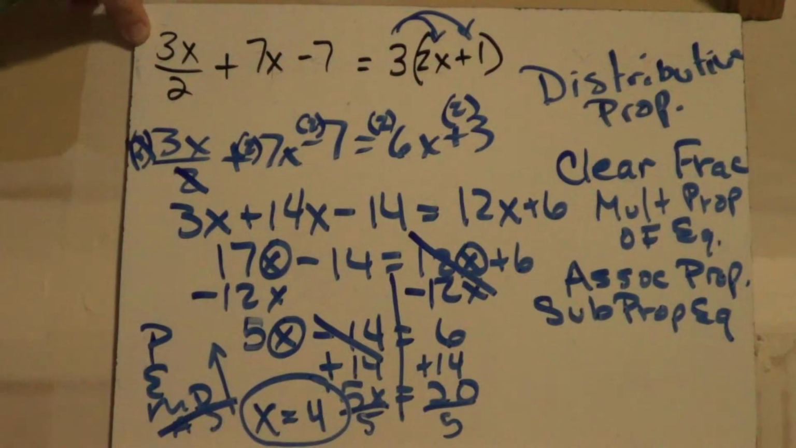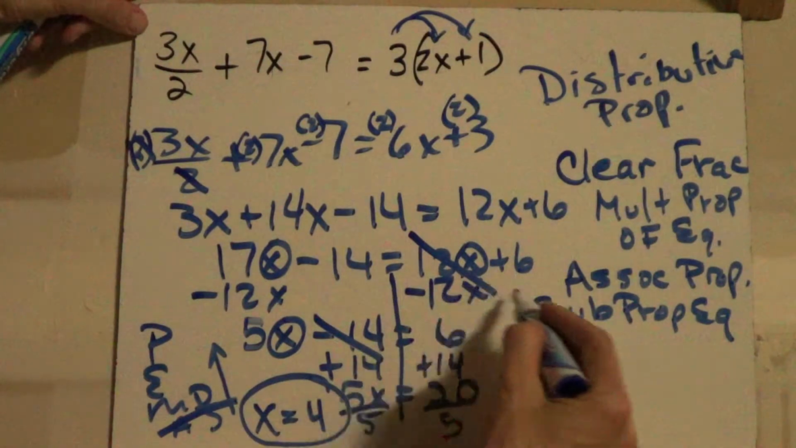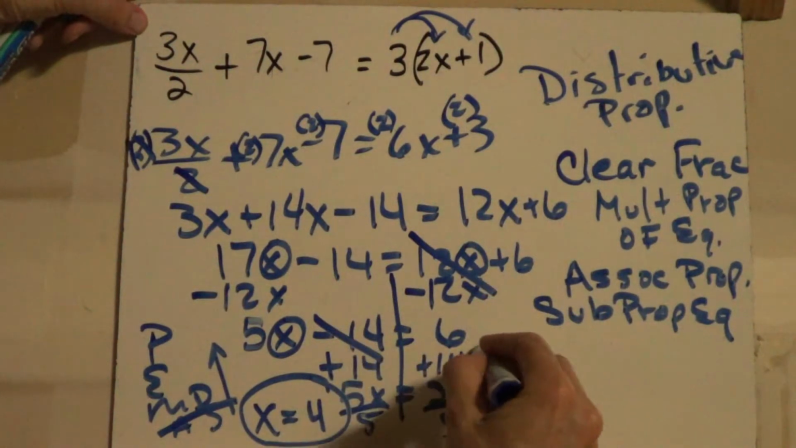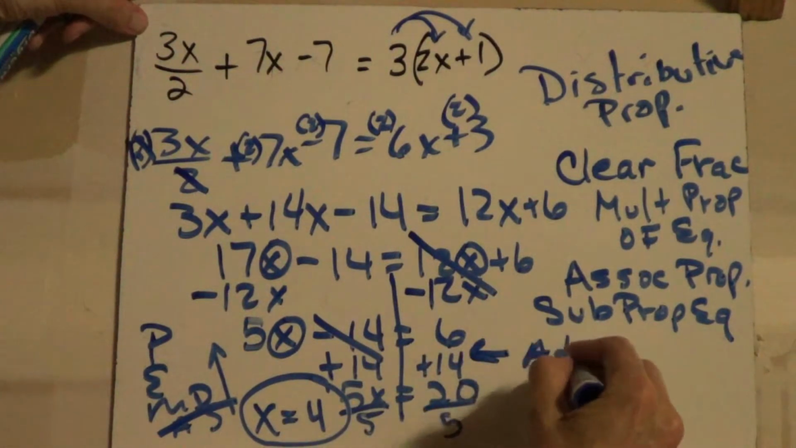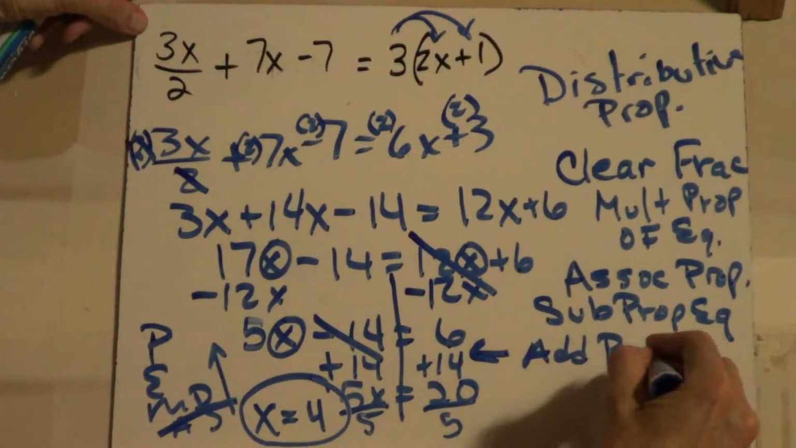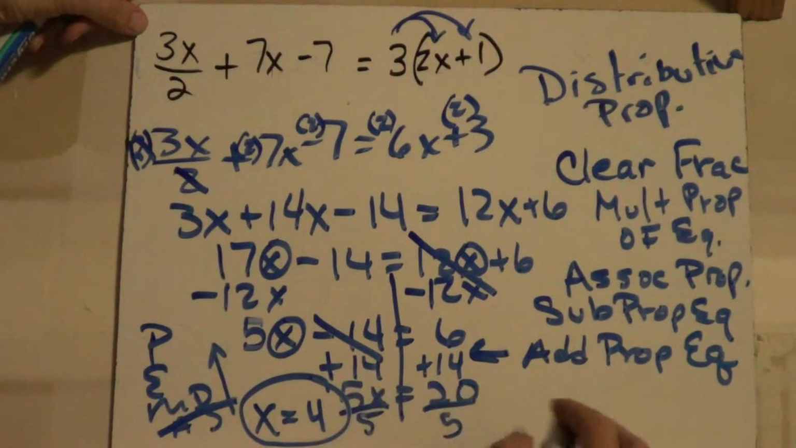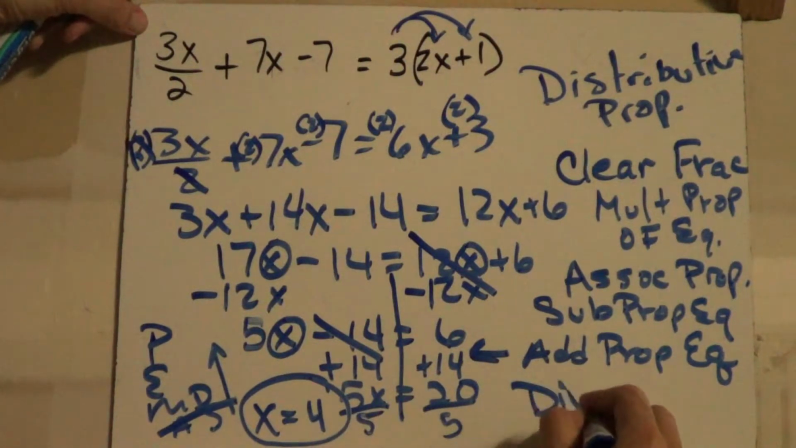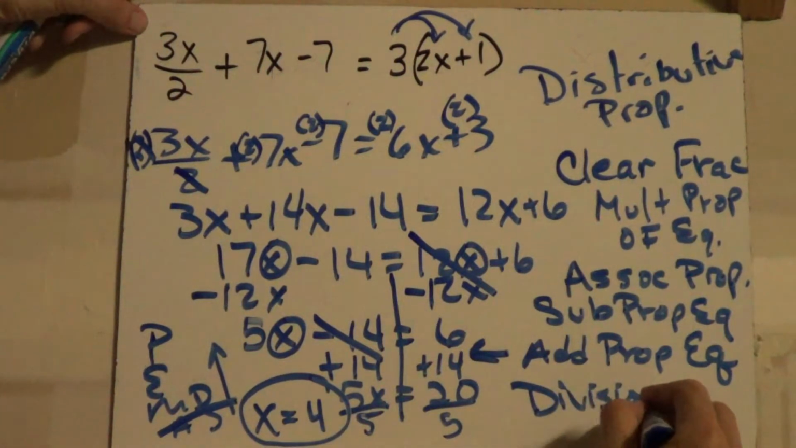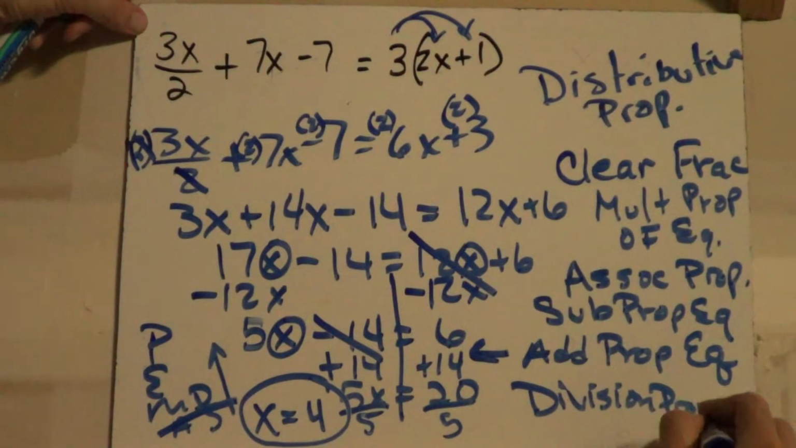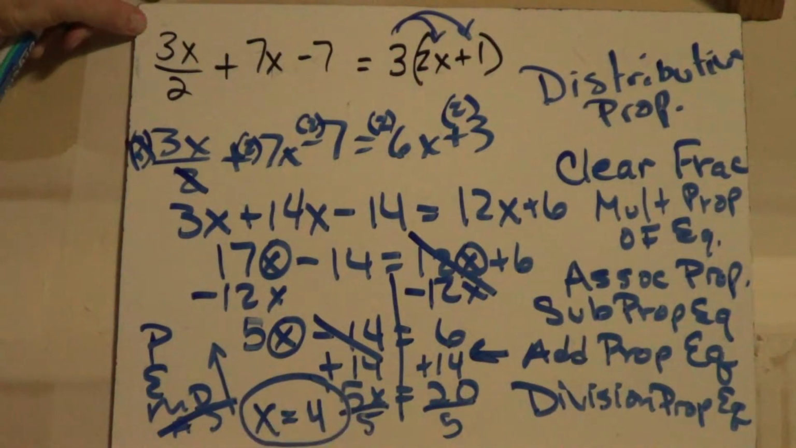Circle your answer, because sometimes it's hard for me to see those. Okay? Our last steps here, there was the subtraction property of equality. This here is the addition property of equality. And right here we have the division property of equality. And that's our solution.